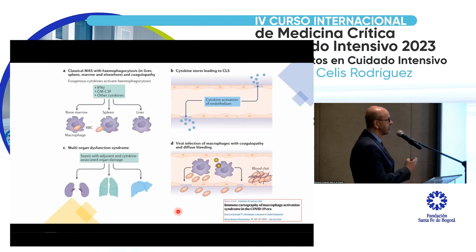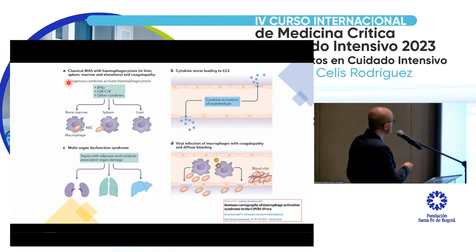So let's go back, and when you look at all these HLH names, one of the most important is this MAS diagnosis, the macrophage activation syndrome, which is kind of like the initial phase of the HLH. You don't have HLH without a MAS. If you don't have macrophage activation syndrome, or the activation of the macrophage, you don't have HLH. So here you have it.